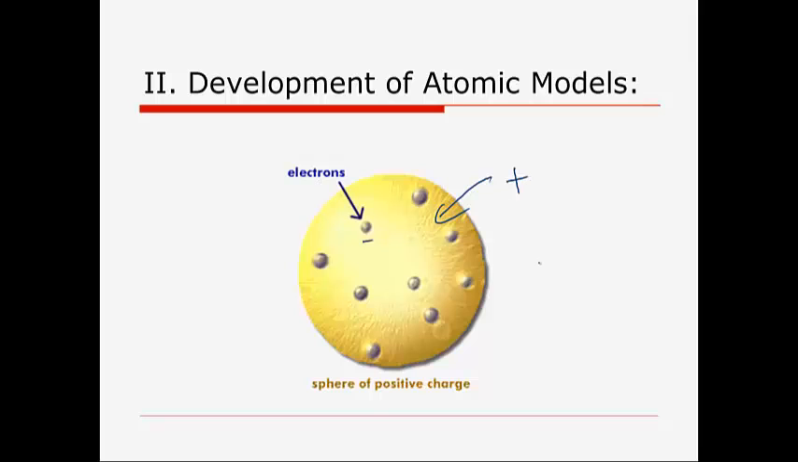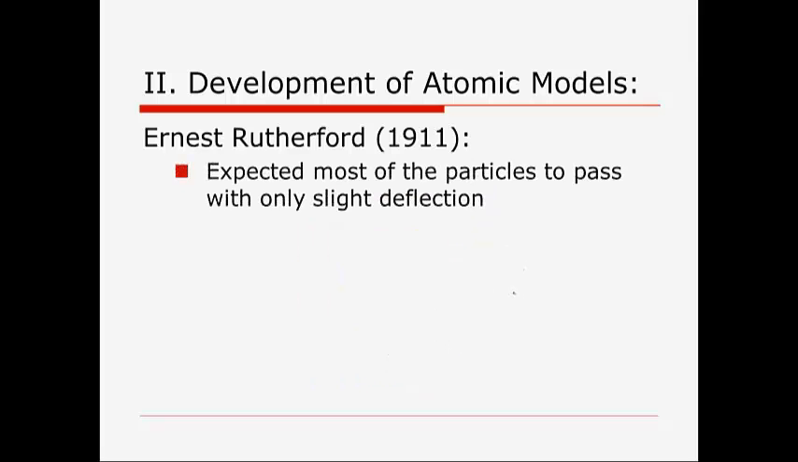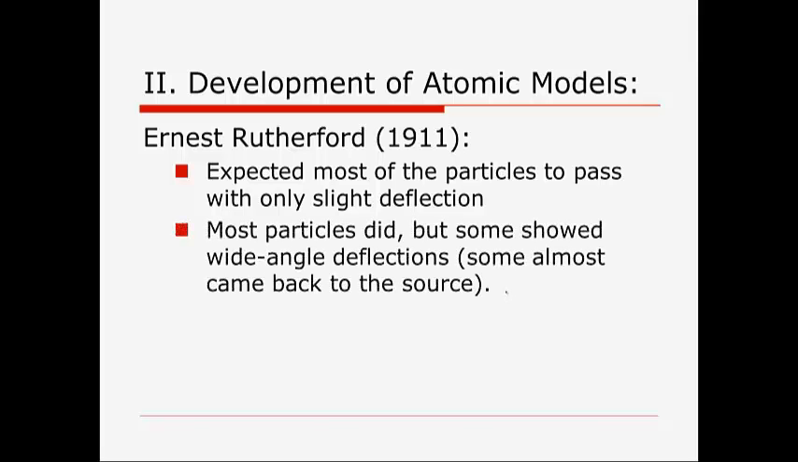Okay, so Thomson figured, well, if you shot some particles at the atom right here, most of the particles would pass through the atom, pass through the gold foil, with only, at the most, a slight deflection. Okay, so what happened? Most of the particles did go straight through, but some of them showed a little bit of deflection, and some of them showed a wide angle of deflection as they passed through. In other words, instead of going straight through, they were shot off to the sides. Some of them almost came backwards.